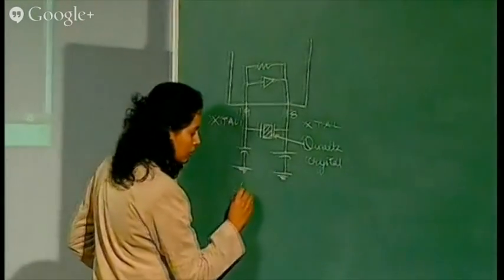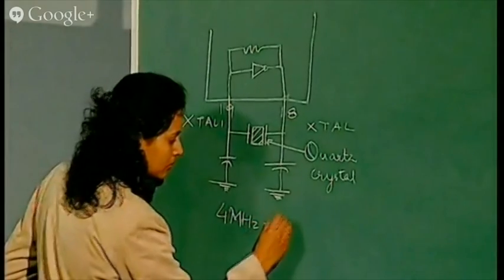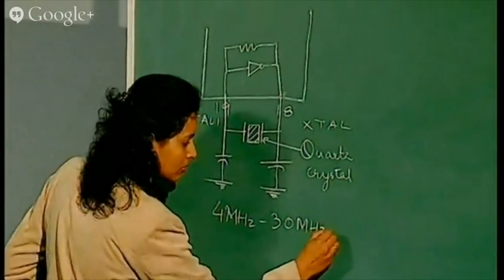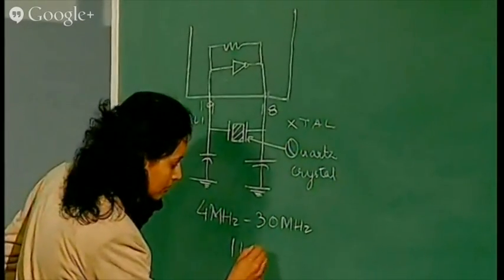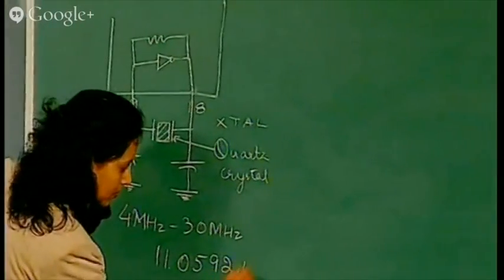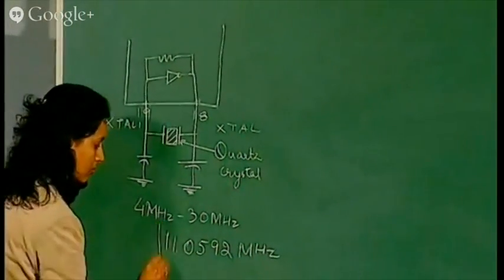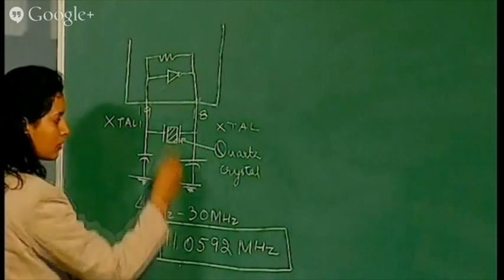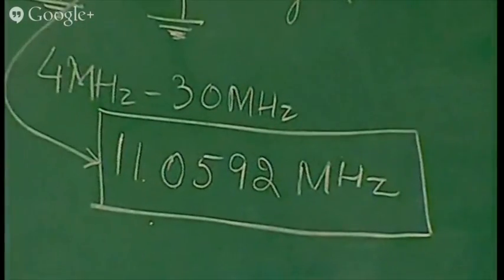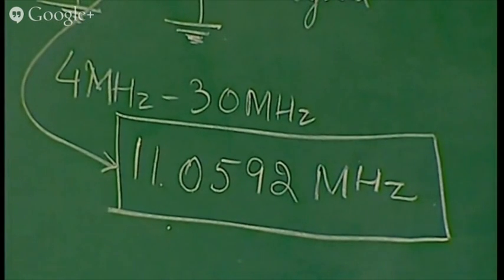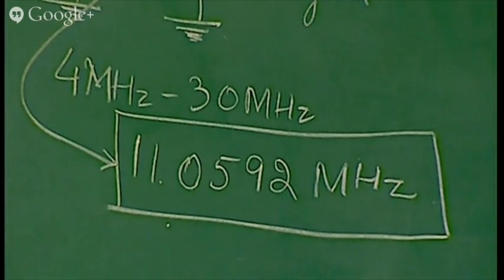As I told you, this range is between 4 megahertz to 30 megahertz. But actually, the frequency which you are seeing here, 11.0592 megahertz, this is the frequency on which the controller mostly works.